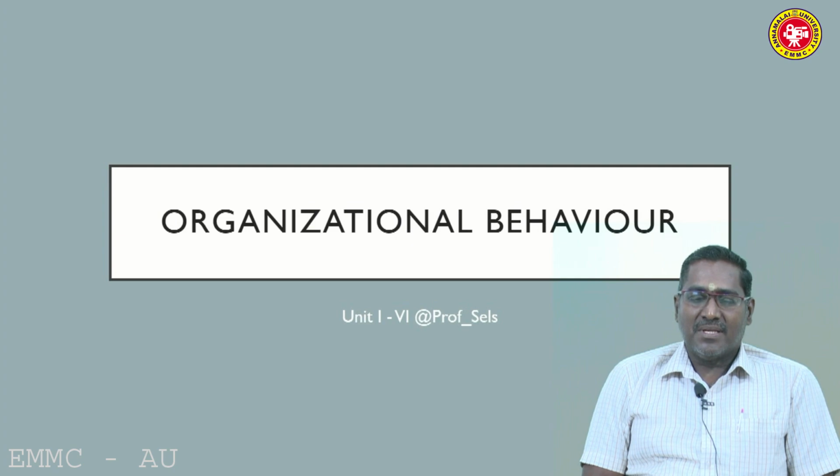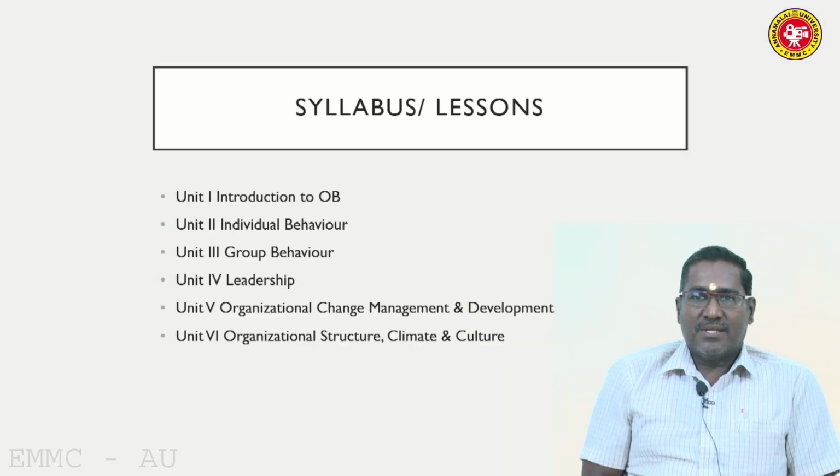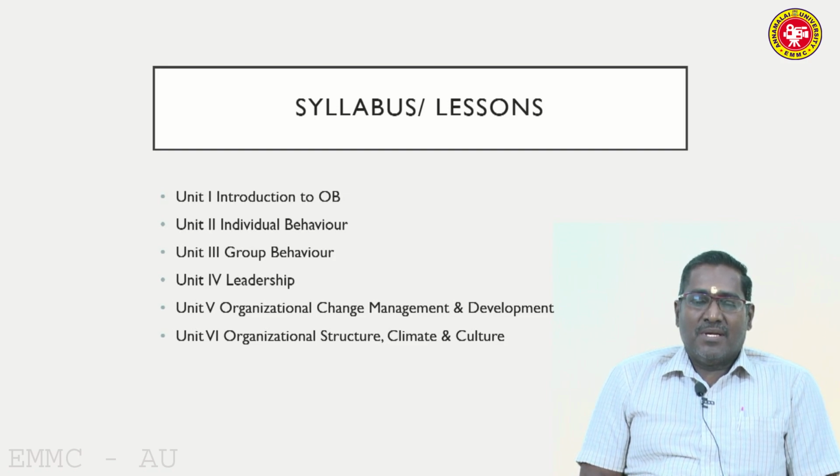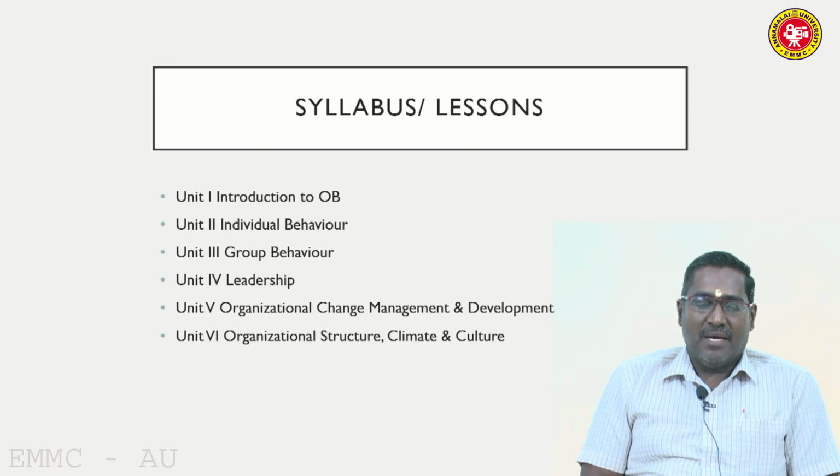Organizational behavior comprises 6 units. The first unit is about introduction to organizational behavior. The second unit talks about individual behavior. Third unit is about group behavior. Fourth unit is about leadership as a part of team or organizational context. And fifth unit is about organizational change management and development. And sixth unit is about organizational structure, climate, and culture.